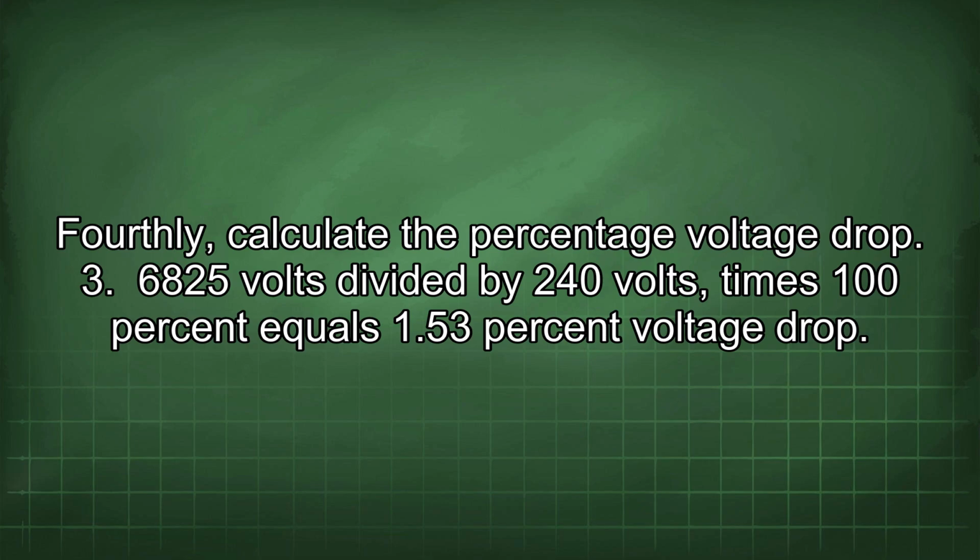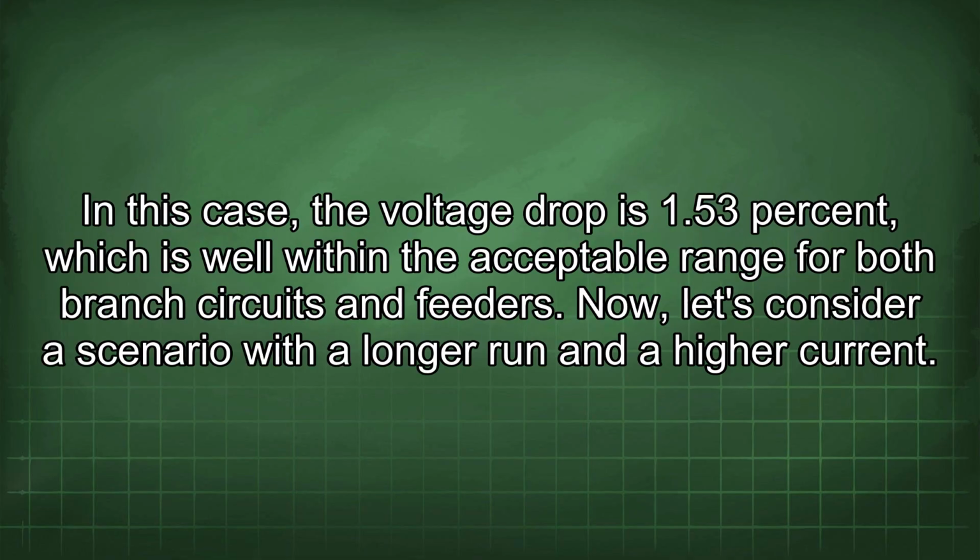6,825 volts divided by 240 volts times 100% equals 1.53% voltage drop. In this case, the voltage drop is 1.53%, which is well within the acceptable range for both branch circuits and feeders. Now let's consider a scenario with a longer run and a higher current.